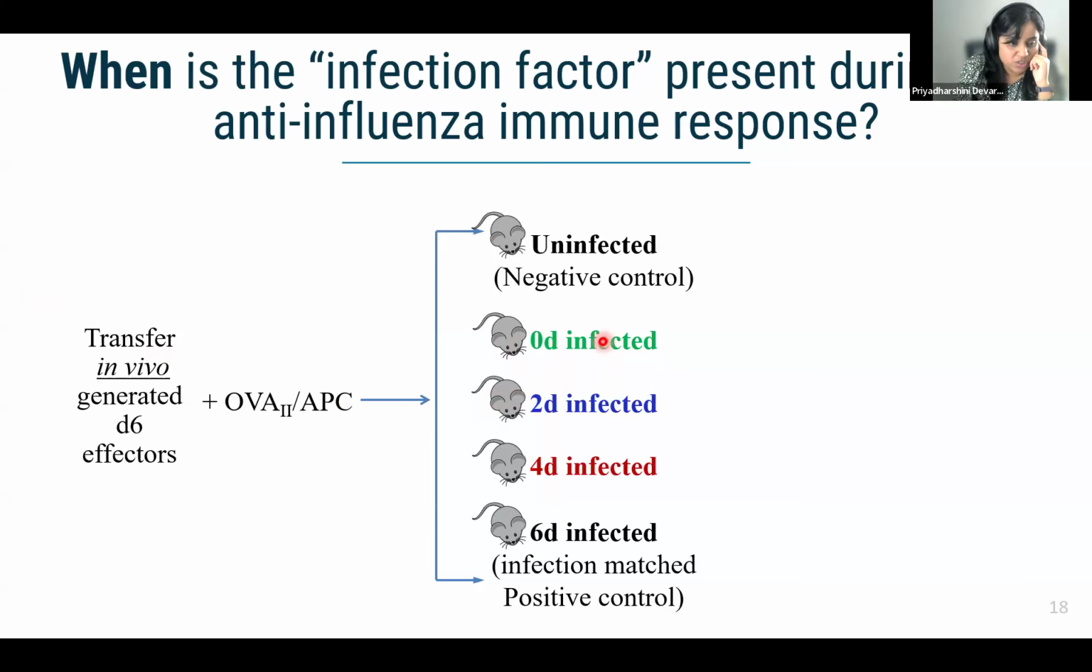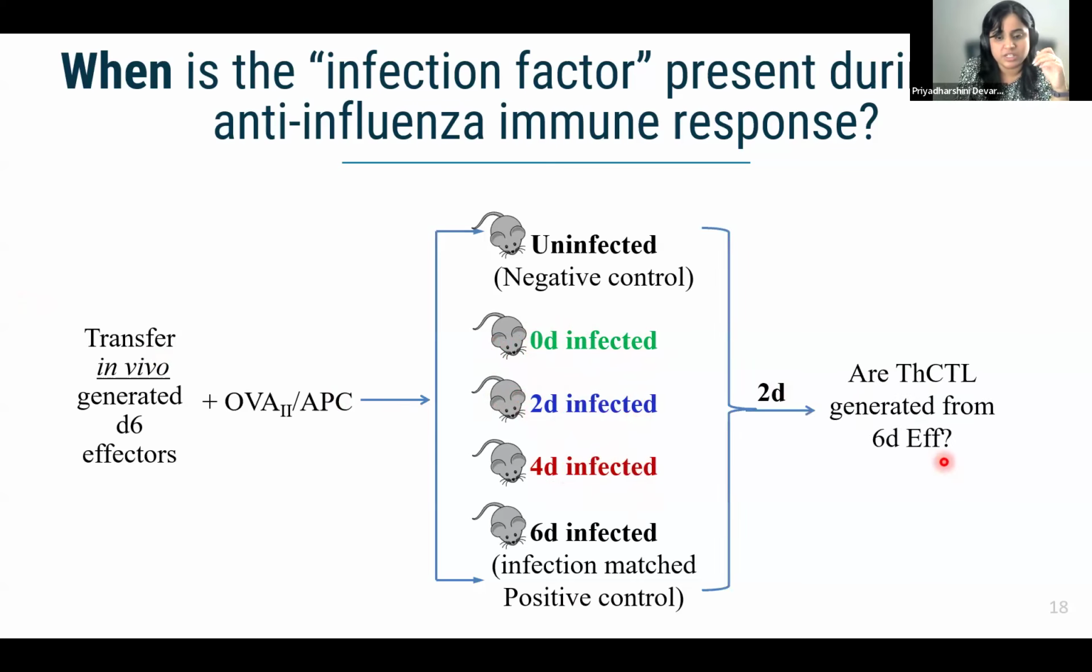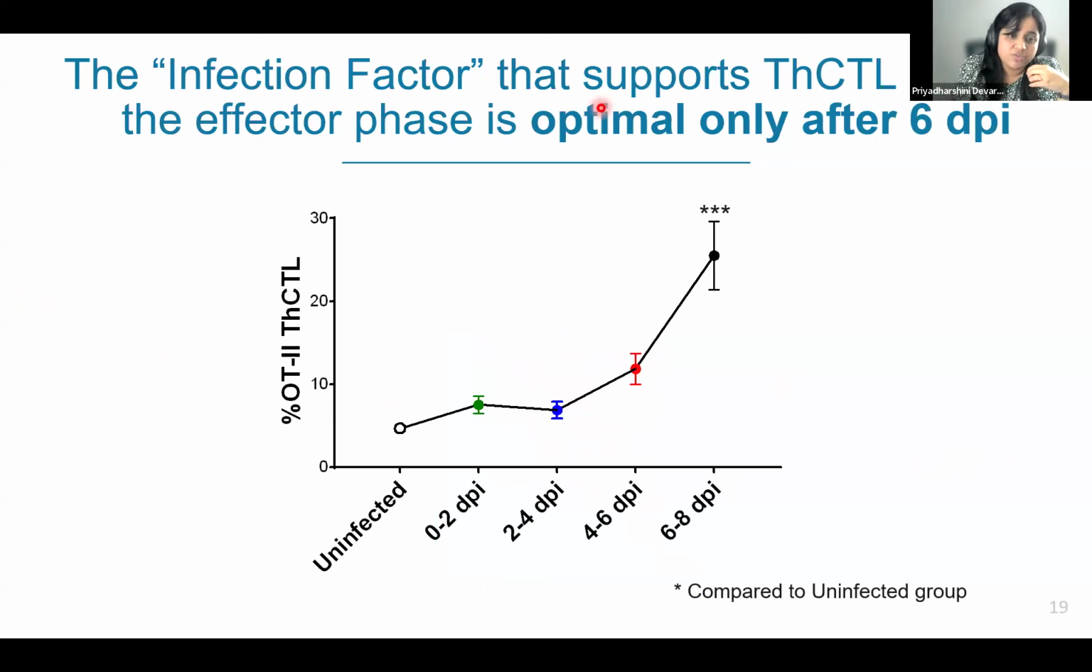So in these hosts, 6-day effectors had influenza infection from 0 to 2 days, in these from 2 to 4, and these from 4 to 6. And then we asked if TH CTL were generated from the 6-day effectors. What we found is that this infection factor, whatever it is, is really present optimally only after 6 days post-infection.